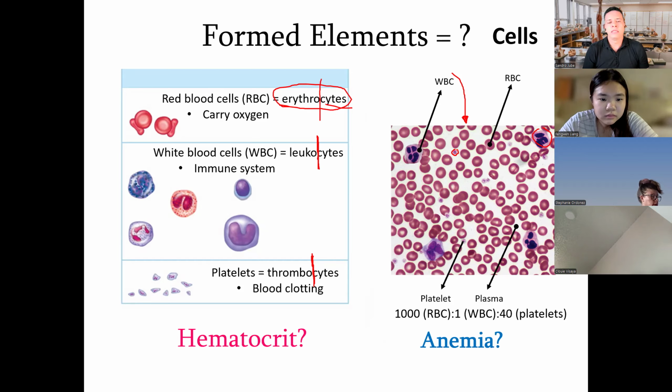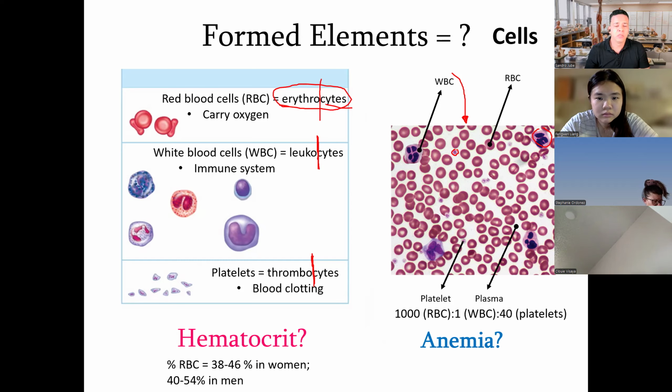Two important terms that you guys need to know that I do like to ask questions about in the exam. One is what we call the hematocrit. The other one is anemia. What is a hematocrit? A hematocrit is a type of blood test that we can do. And this blood test is going to check for the percentage of red blood cells within our blood. Okay? For females, the percentage of red blood cells is between 38 and 46%, while for males, the percentage of red blood cells is about 40 to 54%, okay, of our entire blood.